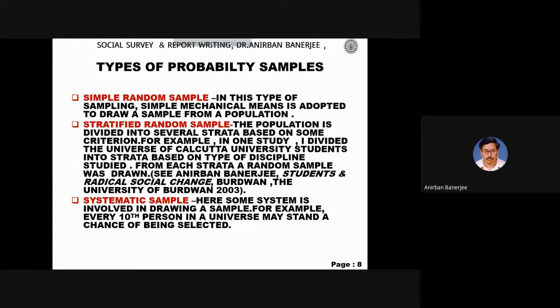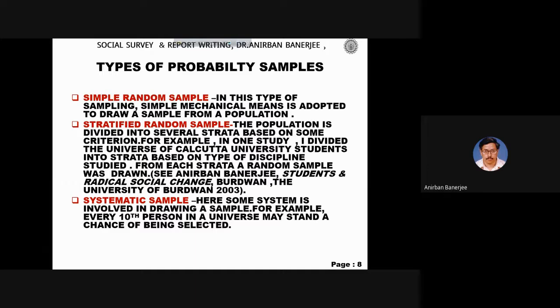There are mainly three types of probability sample. Like simple random sample. Here the simple mechanical means is adopted to draw a sample from a population. Then a stratified random sample, the population is divided into several strata based on a criterion. For example, in one study, I divided the Calcutta University students into strata based on type of discipline studied. From each strata, a random sample was drawn.